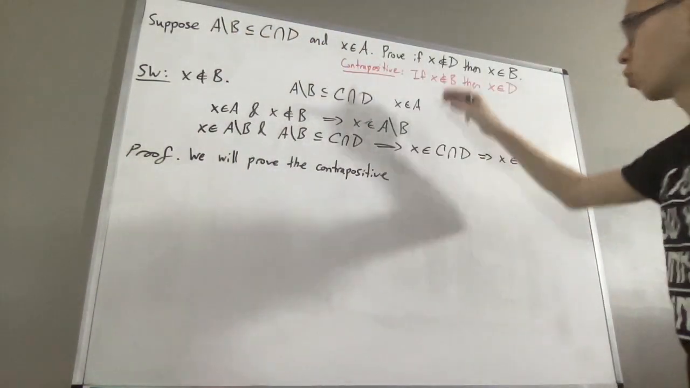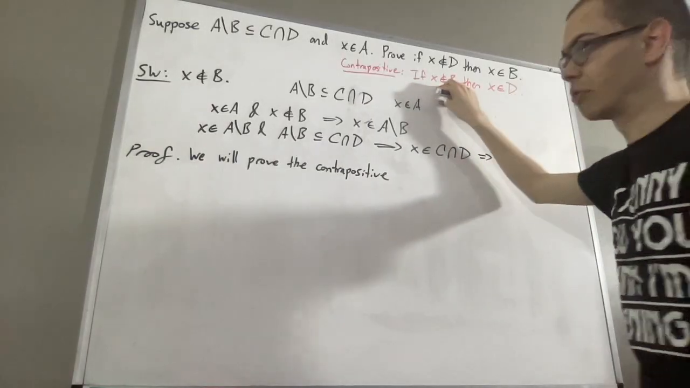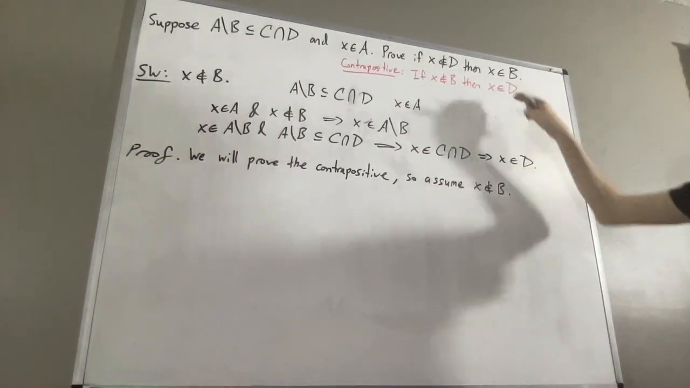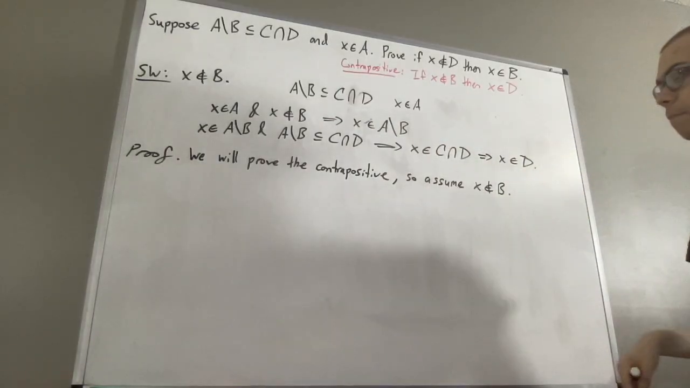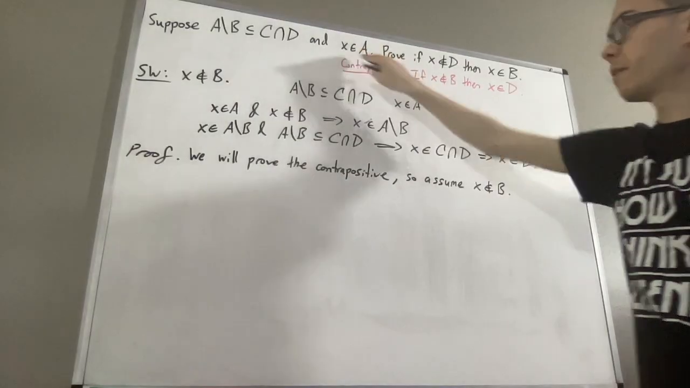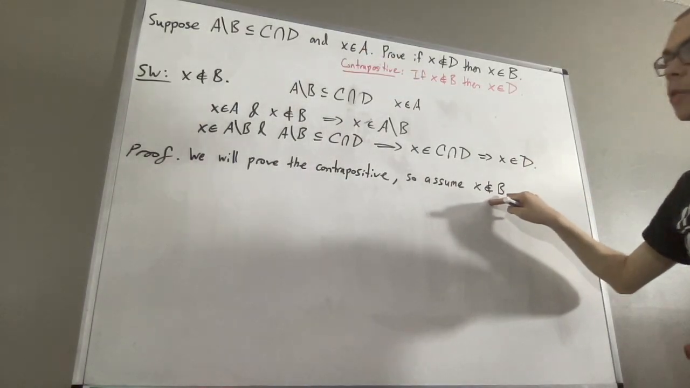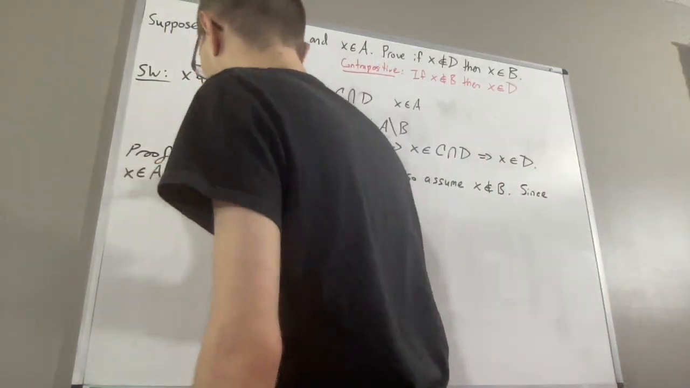So that means we're going to prove this statement. We'll make the assumption X is not an element of B. From here, we will logically deduce that X is an element of D, following what we did in our scratch work. So the observation was, since X is an element of A and X is not an element of B, that means X is an element of A set minus B.